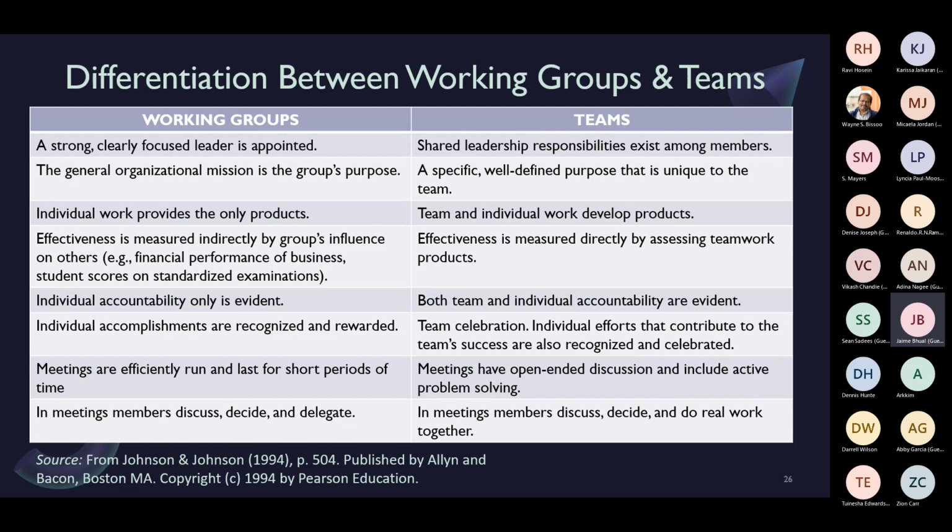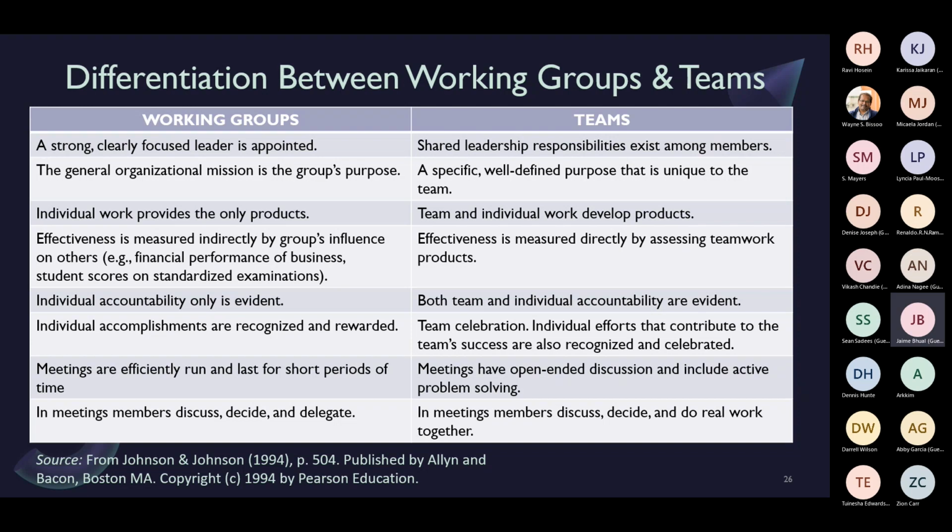Effectiveness is measured by management objectives in groups, and in teams, effectiveness is actually measured by assessing the products of teamwork. In working groups, the appointed leader is accountable only, and in teams, accountability is on both team and leader. In working groups, only the appointed leader is recognized for accomplishments, while in teams, both team and individual efforts towards the team's success are recognized and celebrated.